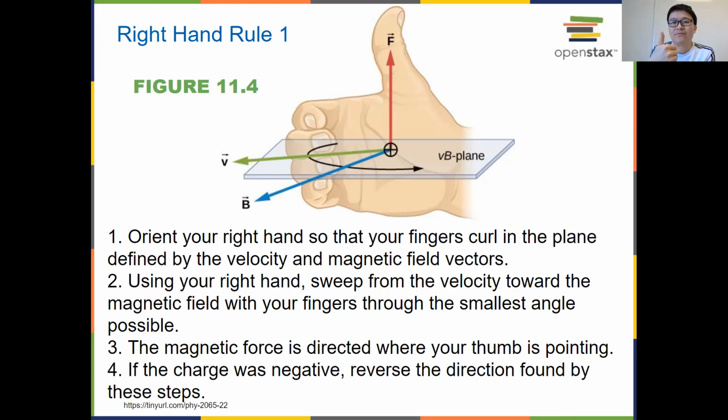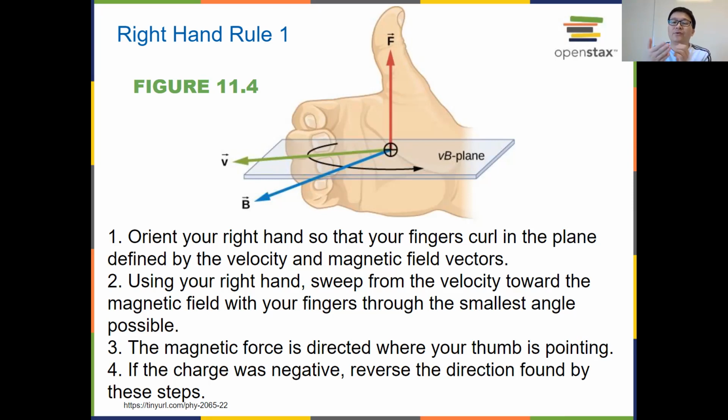And if you have minus charge, you can still do the same thing, but at the end, you flip the direction of the force that you determine. Okay, so if this will be a negative force, then you flip it. So then the force will be pointing downward in that sense. Okay, so this is the right hand rule.